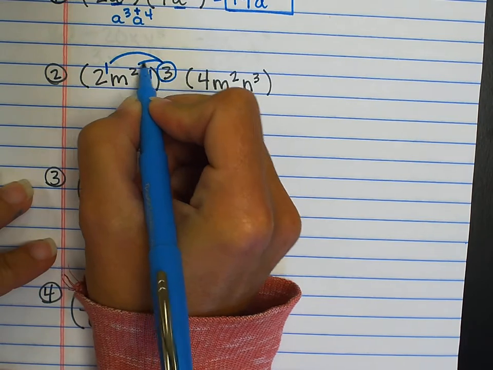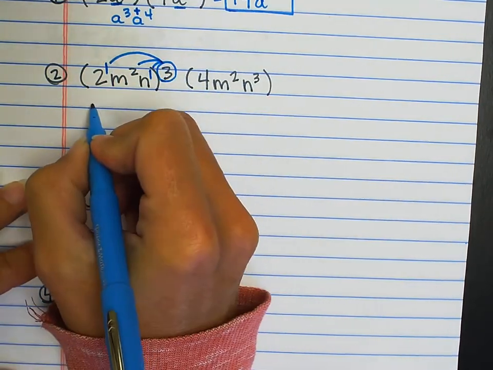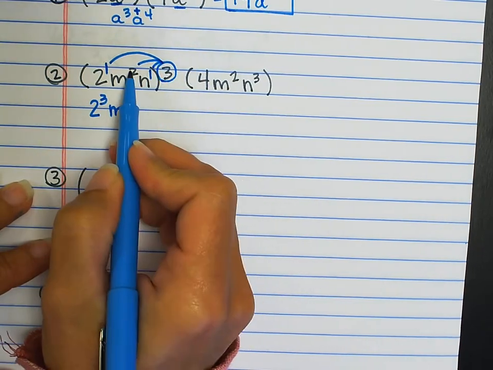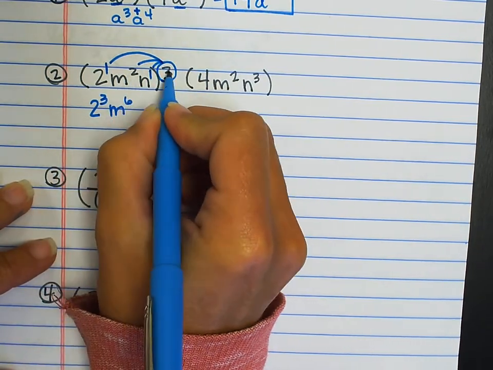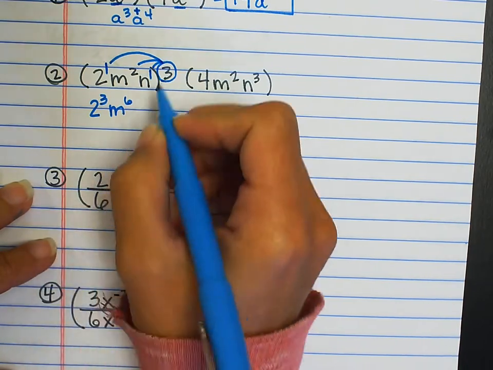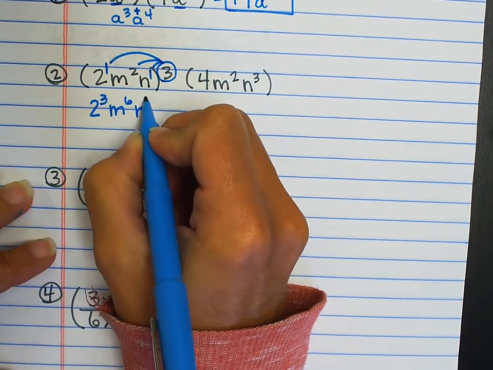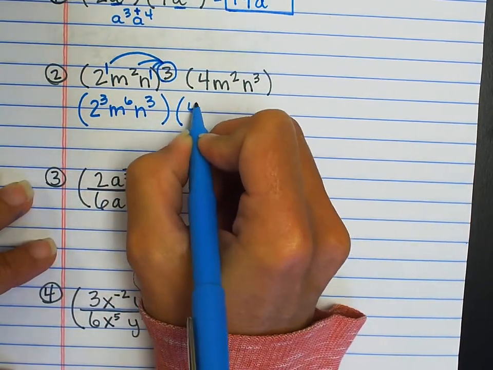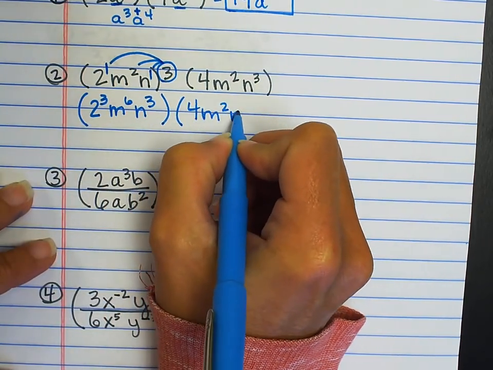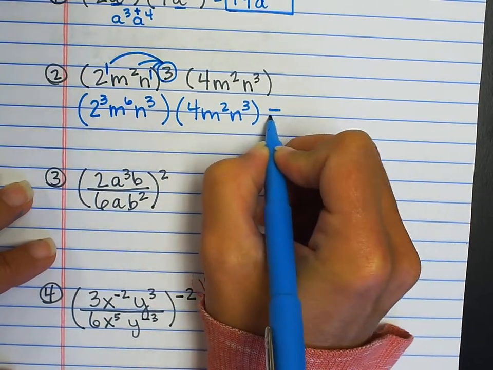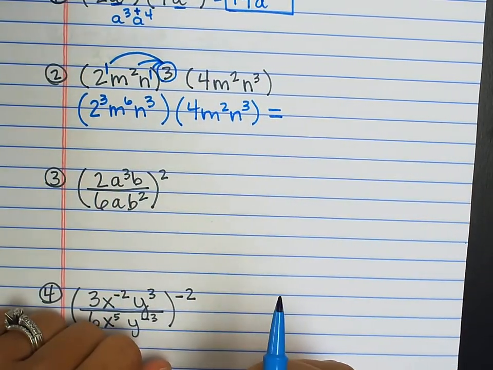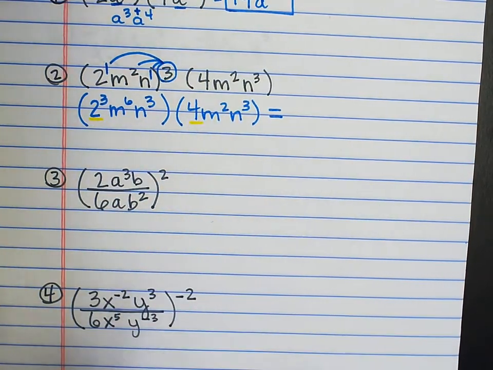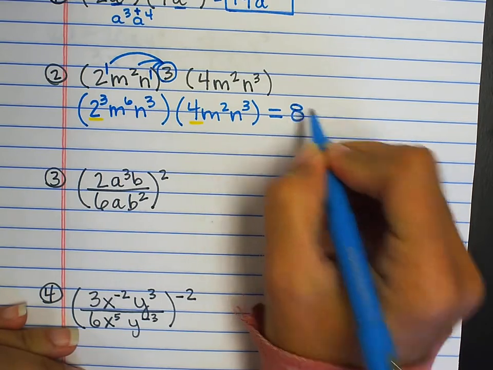So I'm going to distribute that. That's going to give me 2 to the third, m to the 3 times 2, that's multiplication, a power to a power, 6th, n to the third. We're going to have all of that times 4m squared n cubed. We know we can only multiply powers that have the same base. So I'm going to start off by multiplying the coefficients together. 2 times 4 is 8.